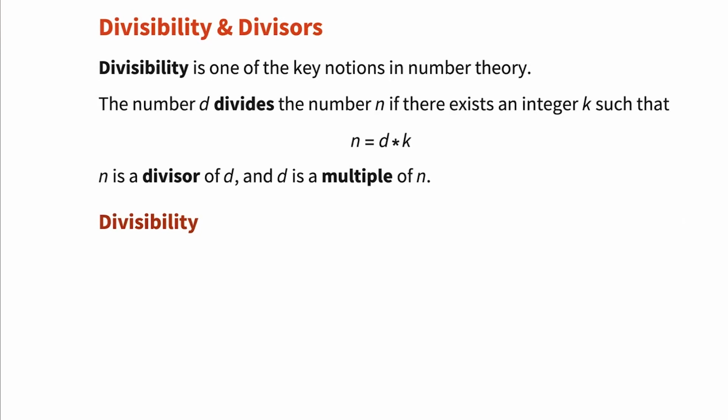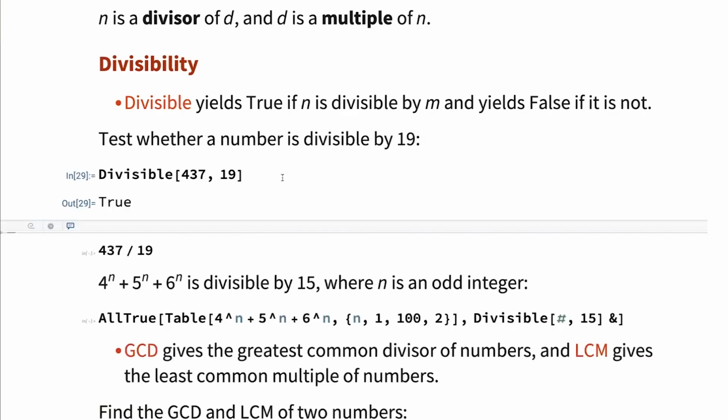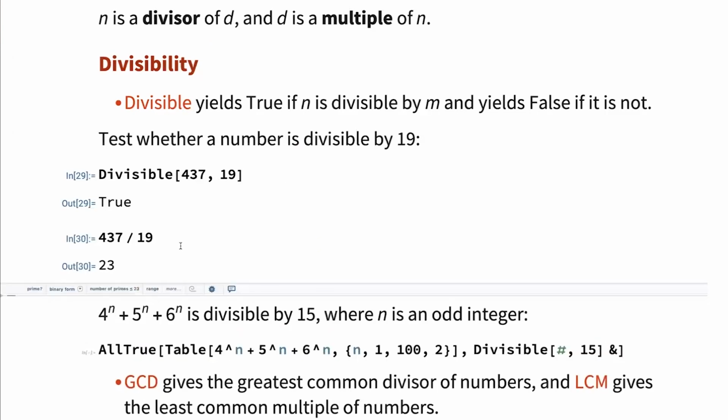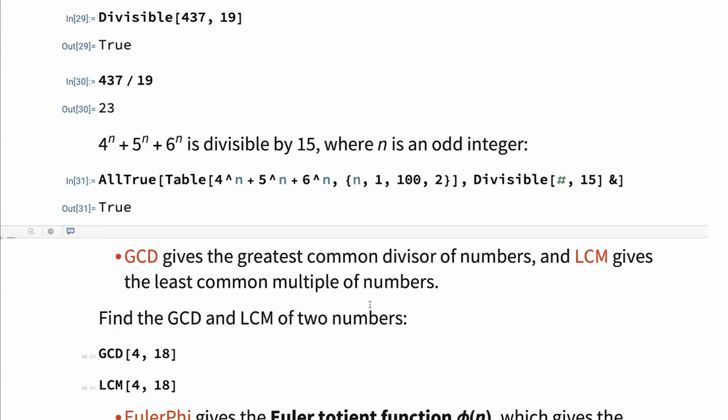So what are functions that we use here? Of course, Divisible, which yields True if n is divisible by m, and it yields False if it is not. So for example, we can test to see whether the number 437 is divisible by 19, and indeed it is. We can check by doing this, and yes, we get 23. Or we can compute some more symbolic stuff and see that this expression is divisible by 15, where n is an odd integer.